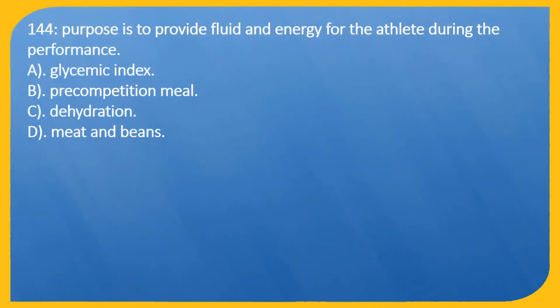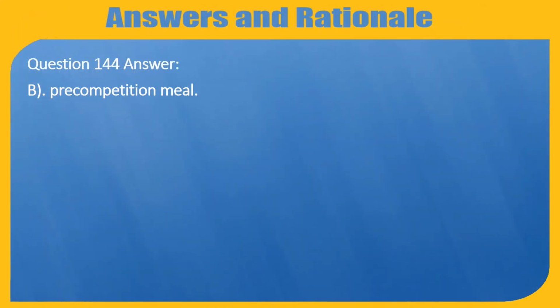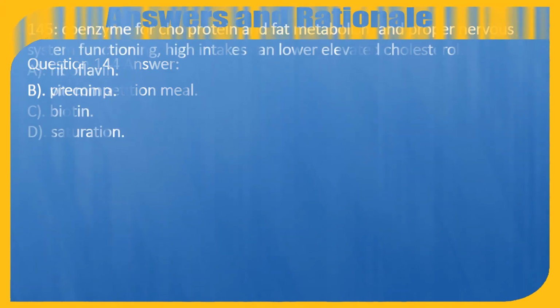Question 144. Purpose is to provide fluid and energy for the athlete during the performance. A. Glycemic index. B. Pre-competition meal. C. Dehydration. D. Meat and beans. Question 144. Answer B. Pre-competition meal.